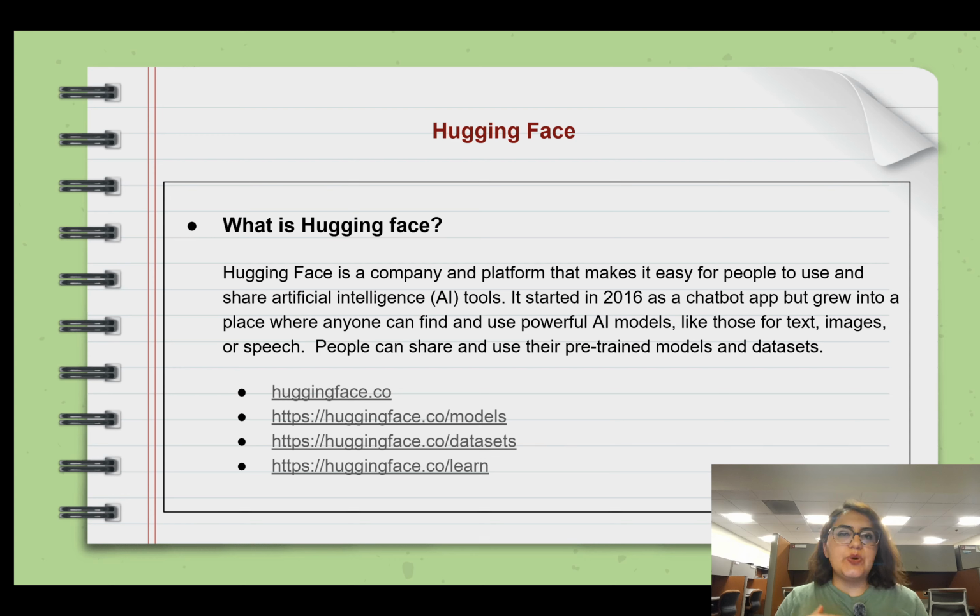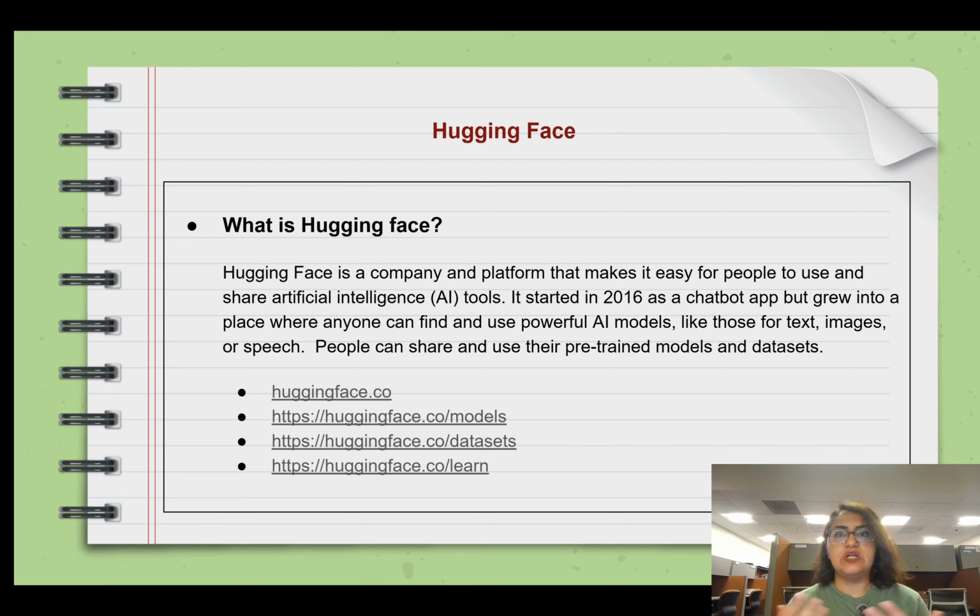It started in 2016 as a chatbot, but now it's a place where everyone can share and download different AI models and datasets for text, images, or speech. So it's a platform that you can search for different AI models or datasets. You can download datasets and use them for different tasks. And also, you can actually share your own model.